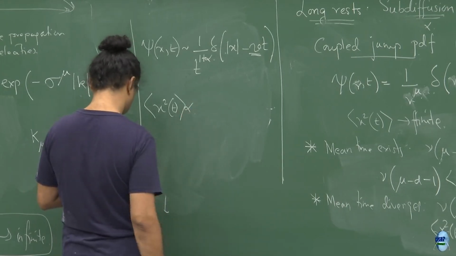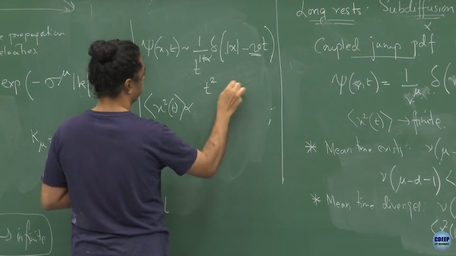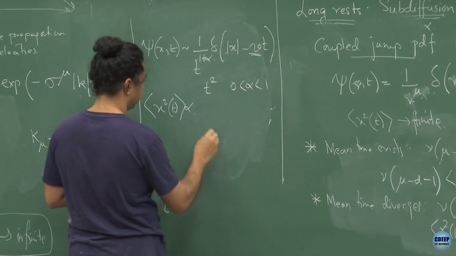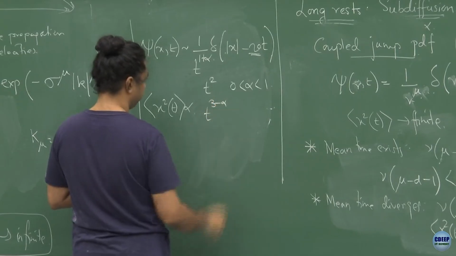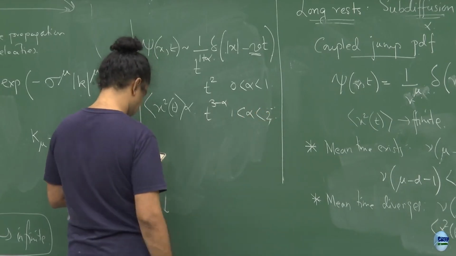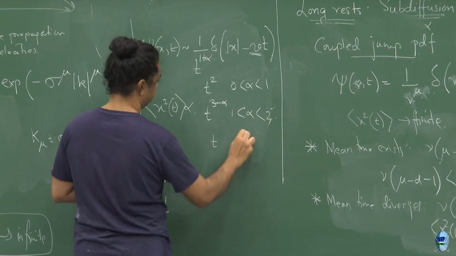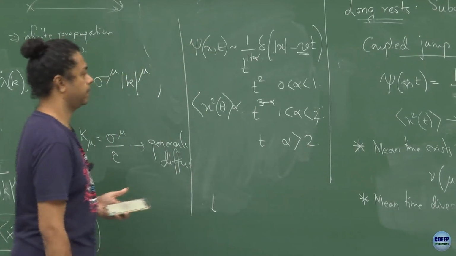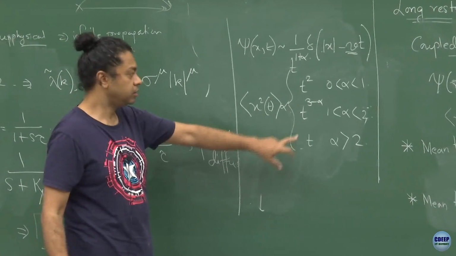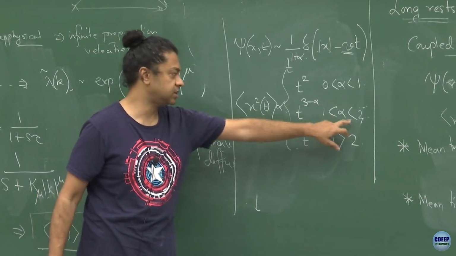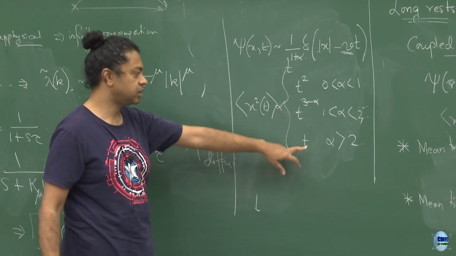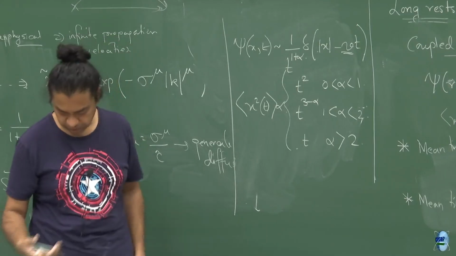goes as t square if alpha is between 0 and 1, t to the power of 3 minus alpha if alpha is between 1 and 2, and as t if alpha is greater than 2. Okay. So, you get ballistic transport, which is t square. You get super diffusive transport if alpha is in the regime 1 less than alpha less than 2, and if alpha is greater than 2, then you get diffusive transport, x square goes as t.